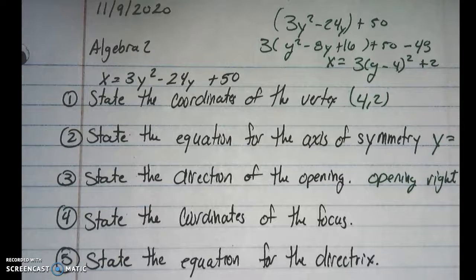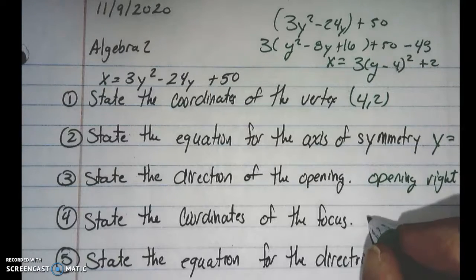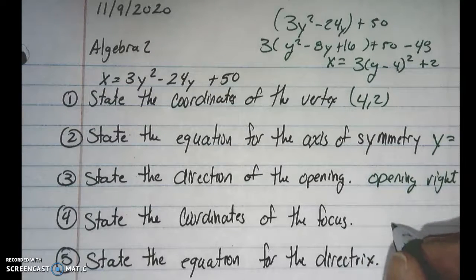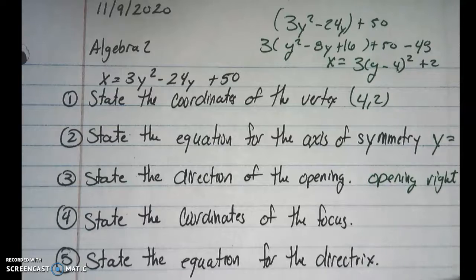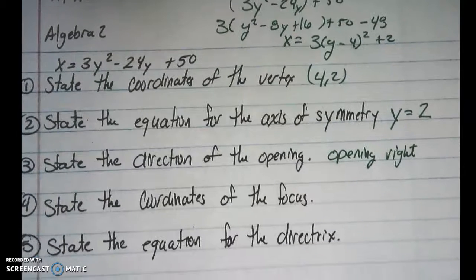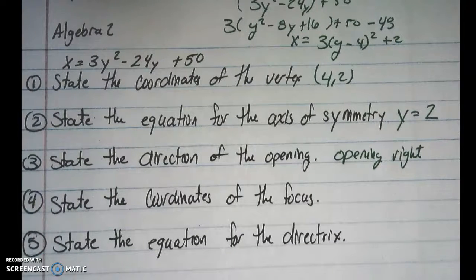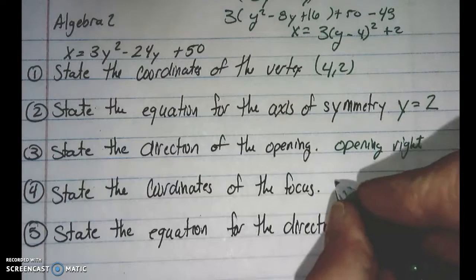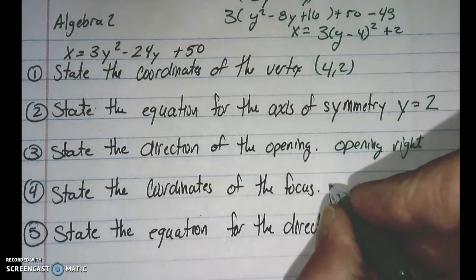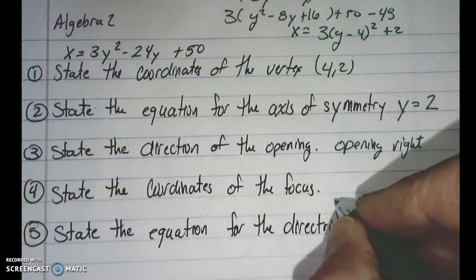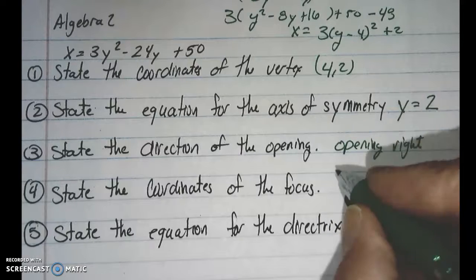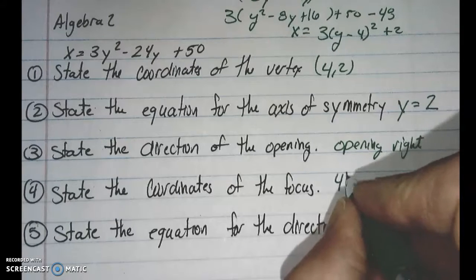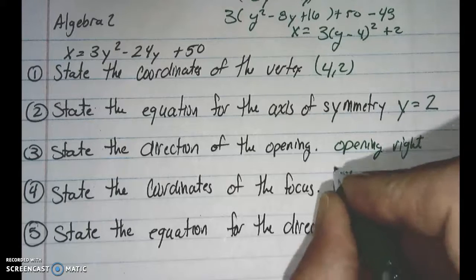State the coordinates of the focus. So the focus is h plus p, k. So I need to figure out my p. Coordinates of the focus. So I need to find my p. And the p is 1/4 times a. A is 12. So 1/12 plus h. So 4 and 1/12, 2.